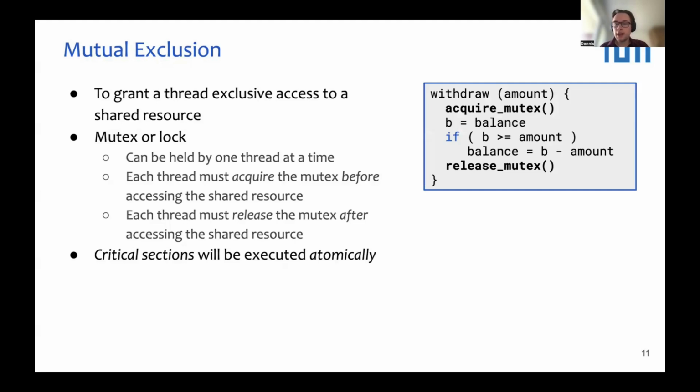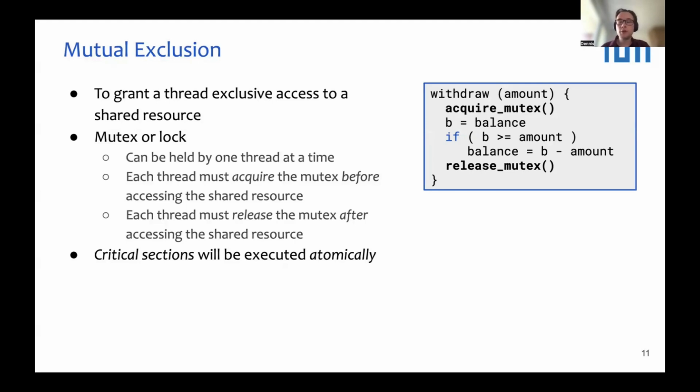So as an example, we again look at our function to withdraw money from a bank account. And like before, of course, we take the central balance, we check the amount, and then update the balance if there are sufficient funds. However, now, before doing that, we place an acquire mutex function call before this, and after we're done, we release the mutex again.